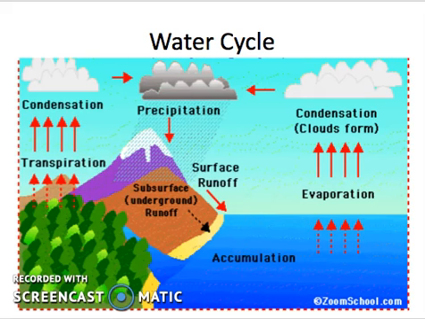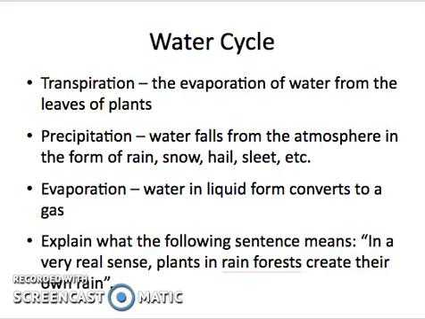So make sure you have all those filled in your diagram. And as far as your definitions go, they are right here. Remember we said transpiration is the evaporation of water from the leaves of plants. Maybe you could think of it as treespiration, evaporation from trees. Precipitation, we said, was when water falls from the atmosphere. It could be rain, snow, hail, sleet, freezing rain, any of that sort of thing. And evaporation is when water in liquid form converts to a gas.